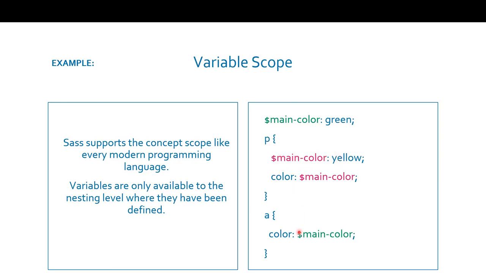Let's test this example. What you have here is a variable we've declared globally called main color, and we've assigned green to it. Then within this object, I've defined another variable of the same name, main color, and I've assigned yellow to it. What I'm trying to explain is that for this particular p value, the one it will use is the one I've defined here. It will not use this one. For this particular object, this is the one it will use.